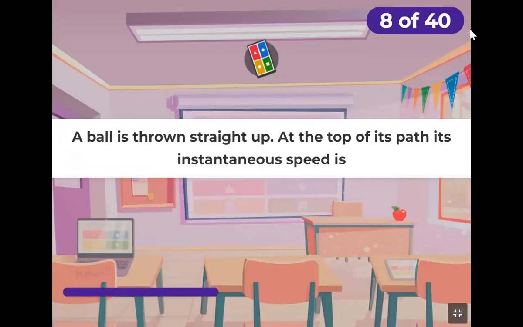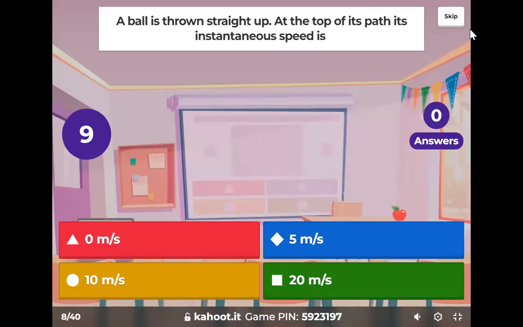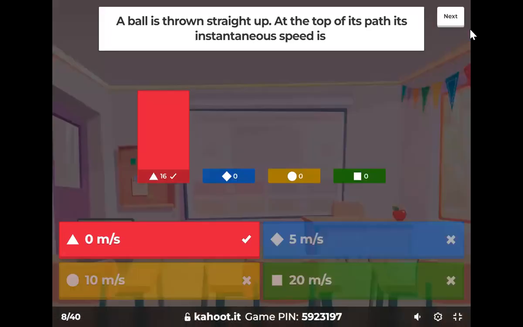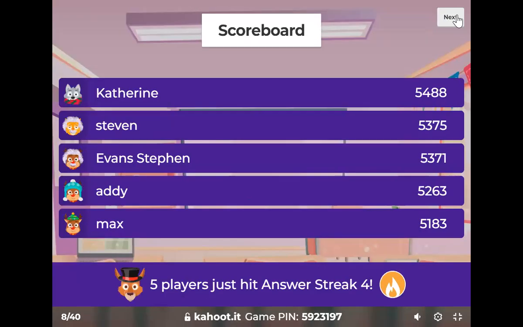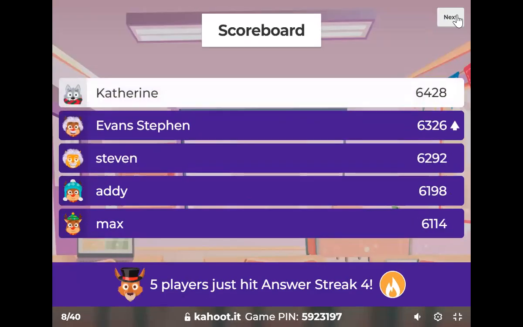A ball's thrown straight up. At the top of its path, its instantaneous speed is, yeah, 0 meters per second. If you ever see a question in a physics book that says something about maximum height, you might have to remember that in the back of your mind. That means the velocity at that point is 0 meters per second, and then maybe you could solve for something like how fast did I throw it?